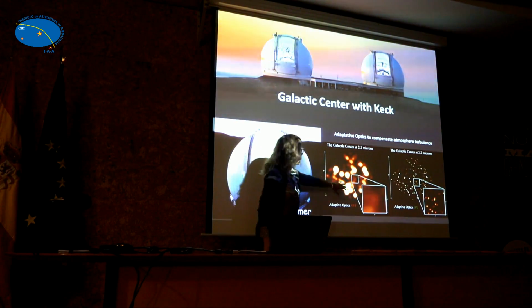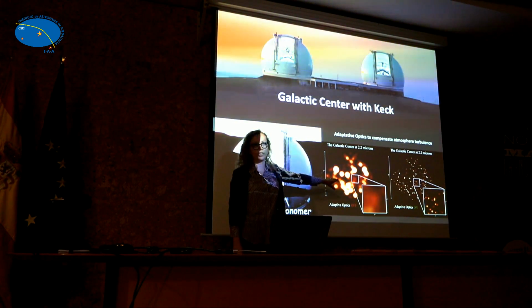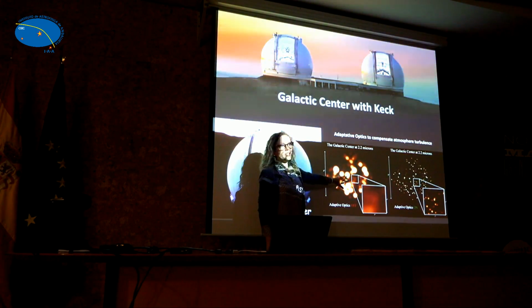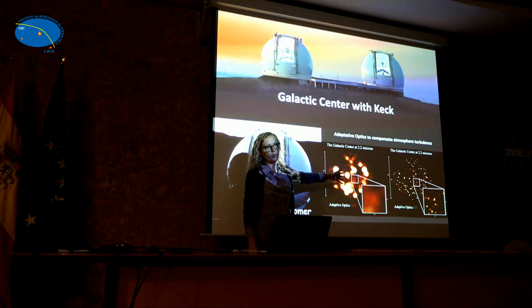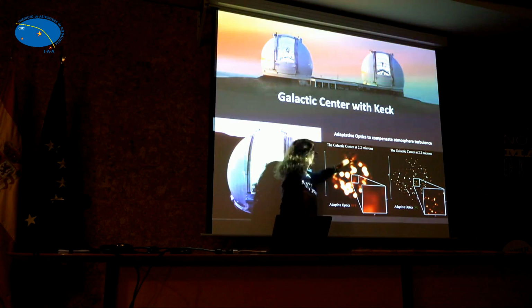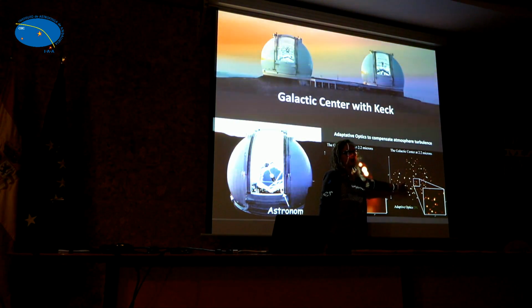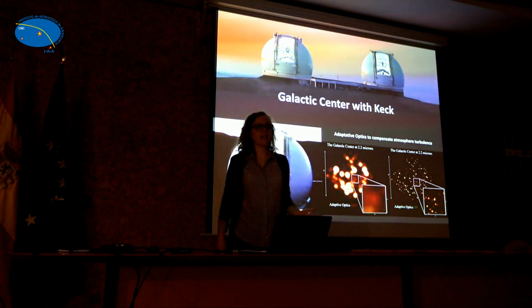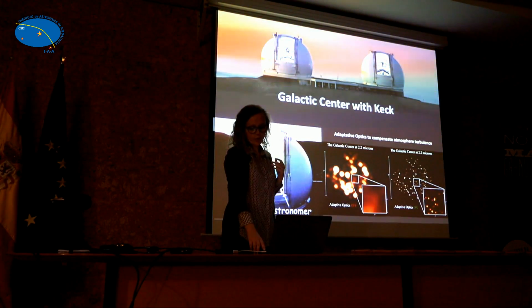So here is the field of stars that we see at the very center of the galaxy. When you don't use adaptive optics, you see a bunch of blobs. It's very hard to look at them. When you use adaptive optics, you see something that is much clearer, and you can really follow the stars as they move around. Otherwise, you really can't. So this is the power of it.